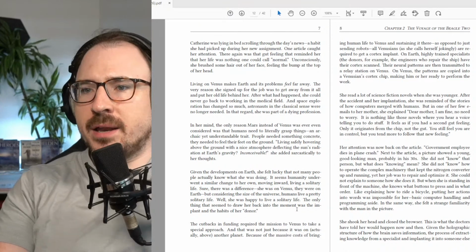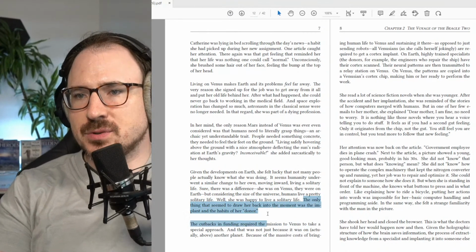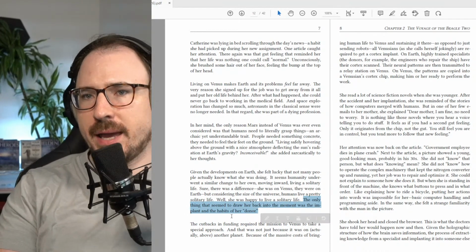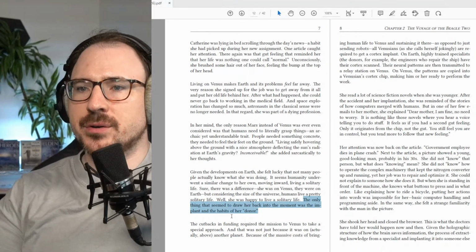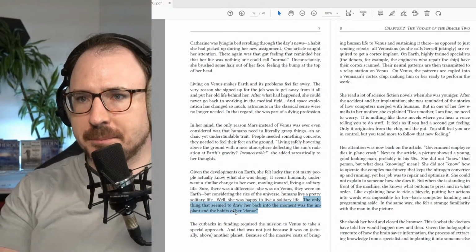So now again we make a promise to the reader. The only thing that seemed to draw her back into the moment was the implant and the habits of her donor. Again, instead of saying what drew her back, actually tell what is going on.